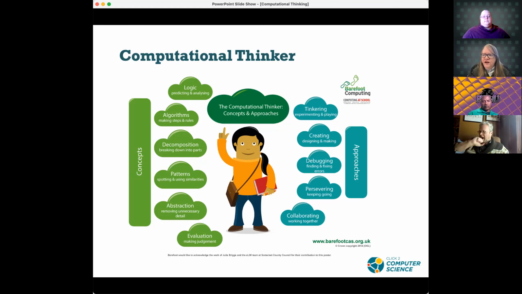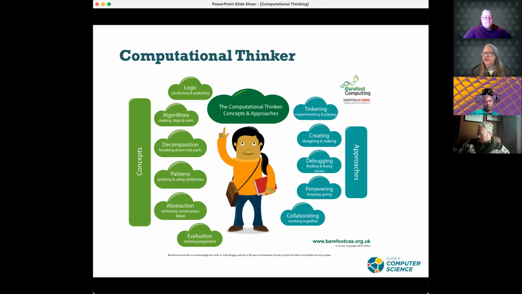You'll notice on this model, they call it concepts rather than practices. And they have six of them instead of four, but you can see those same practices that we were talking about today: decomposition, patterns, abstraction, algorithm, and they add logic and evaluation. But these are the practices that we're trying to teach in this lesson. And then there are specific approaches to how they can learn those practices.